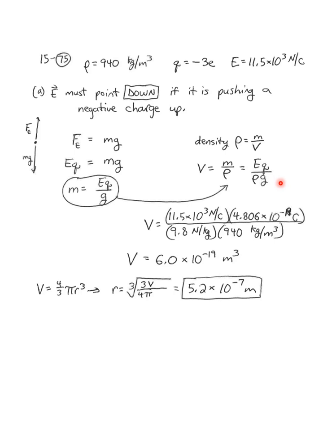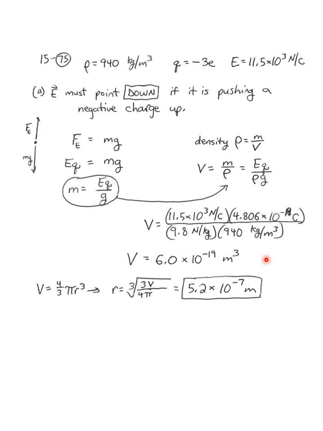And let's then plug in all the numbers. We have the electric field given. We have the charge. It's 3 times the elementary charge. And we're just keeping everything as magnitude, so we're not doing the negative here, divided by g, divided by the density, keep it all in MKS units. You should get a volume of 6 times 10 to the negative 19 cubic meters.